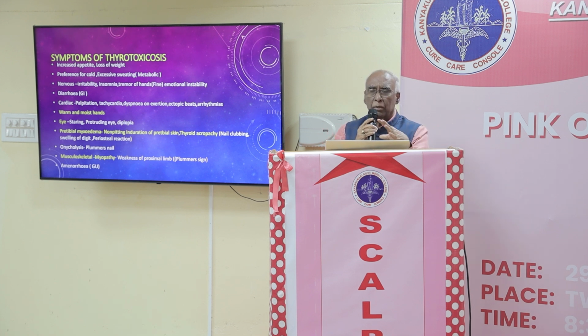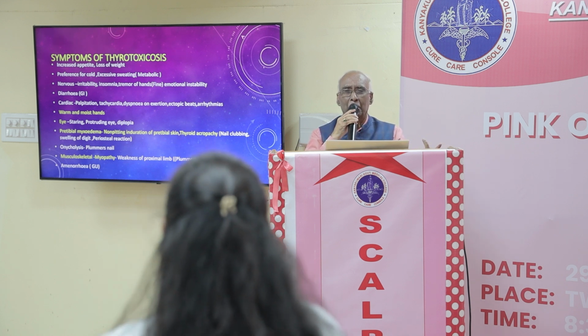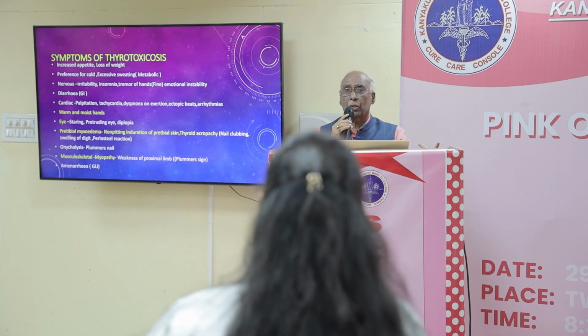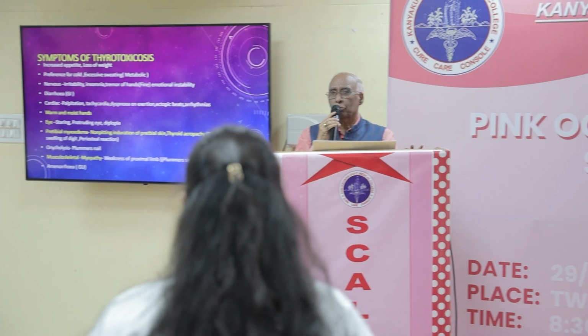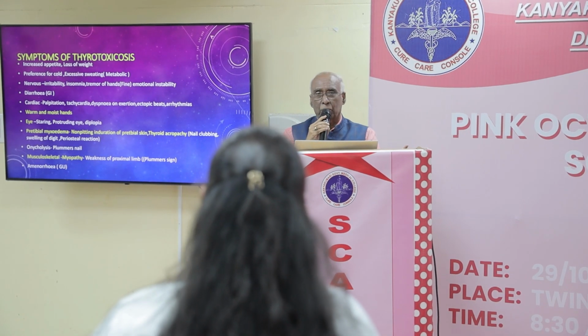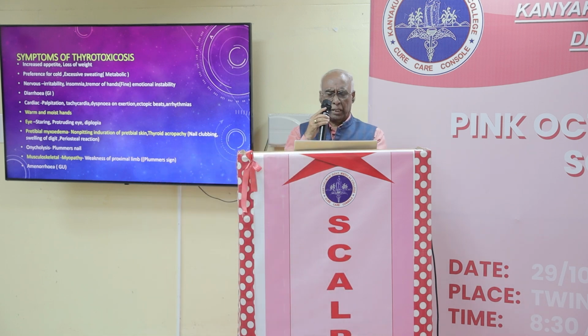You have got primary, secondary. What are the types of toxicosis? Primary thyroid toxicosis and secondary thyroid toxicosis. One more: toxic nodule, which is otherwise called toxic adenoma, autonomous nodule. So these are the types of toxicosis, but the cardiac manifestations are more in secondary. The nervous manifestations are more in primary. And always check whether the hands are warm and moist.